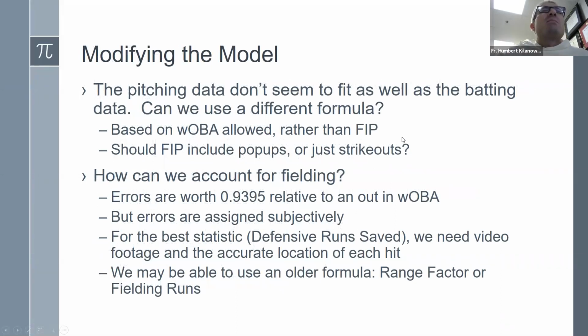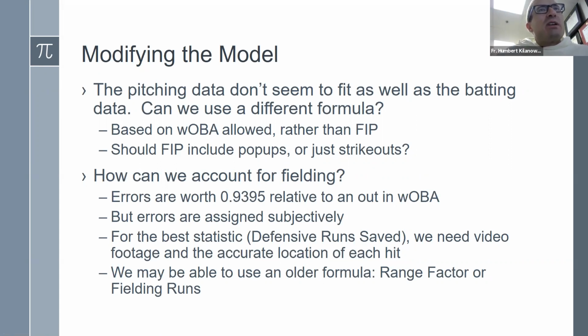So some modifications that we've made already. The pitching data don't correlate as well. So can we use weighted on base average that each pitcher allows rather than fielding independent pitching? This will actually turn out to be better for most seasons. Errors are assigned subjectively for fielding, but the best statistic, defensive runs saved, which the major leagues use, you need more information than we have. You need video footage, and you need the accurate location of each hit.